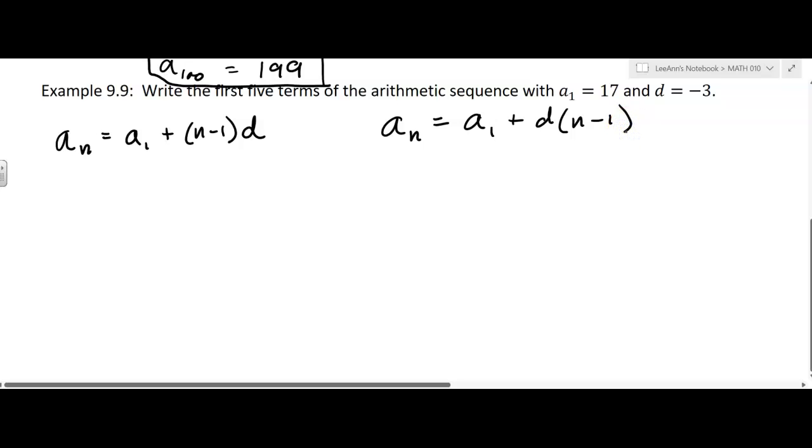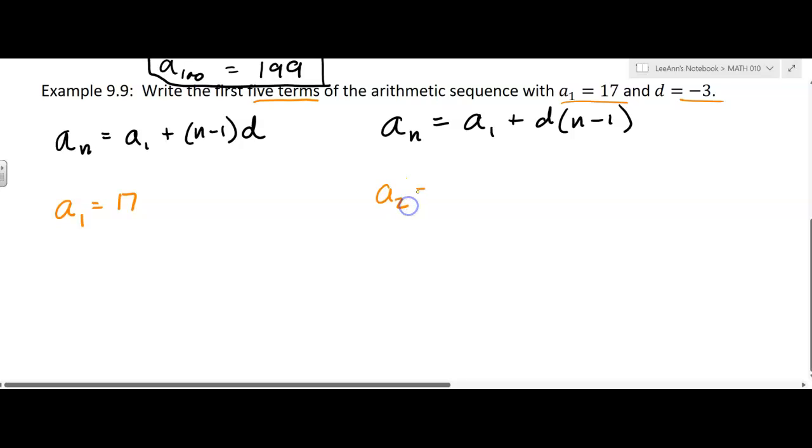Okay, so now they want us to write the first 5 terms, and they tell us the first term, and they tell us the common difference. So we can just use the formula. Well, actually, we don't even have to use the formula, right? But you could. They just gave us the formula. We know where we're starting. We know the first term. And so I'll do it over here.